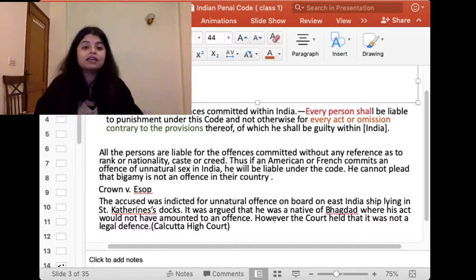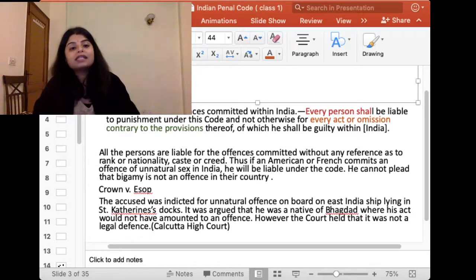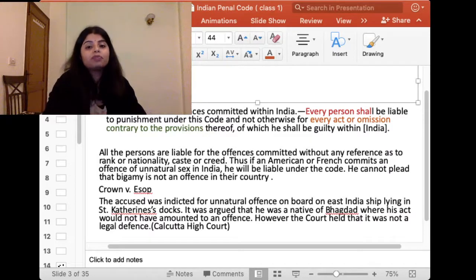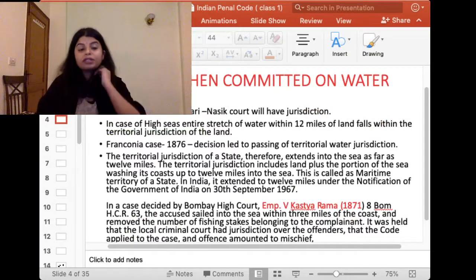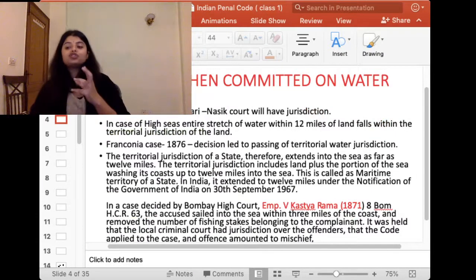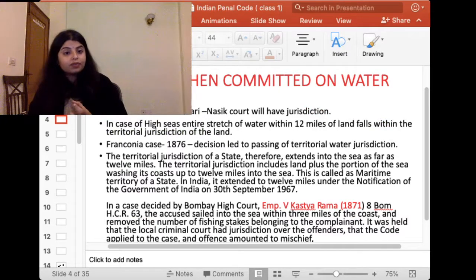Definitely his defense would matter when deciding the amount of punishment, as a mitigating factor. But as such, he would not get an excuse from this particular offense that he has committed. And the court regarded it as not being a legal defense. Now, this was about an offense committed on land. The question arises, what if the offense is committed on the high sea? What if the offense is committed on water?